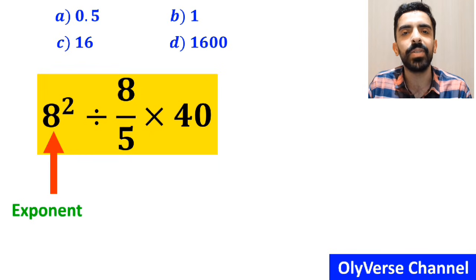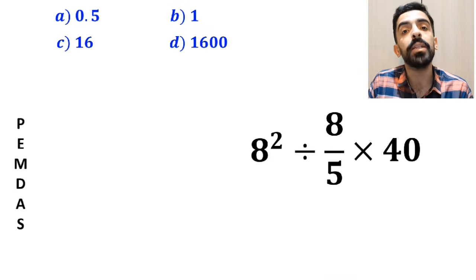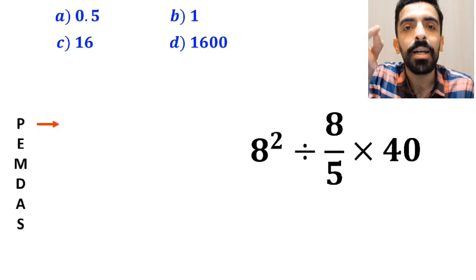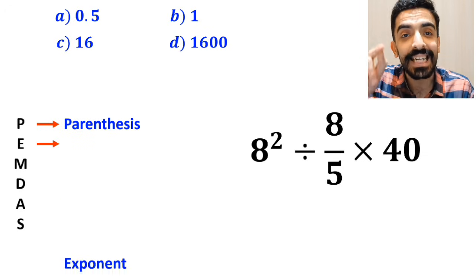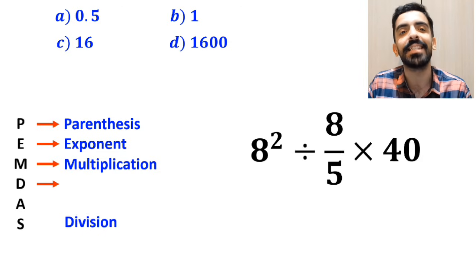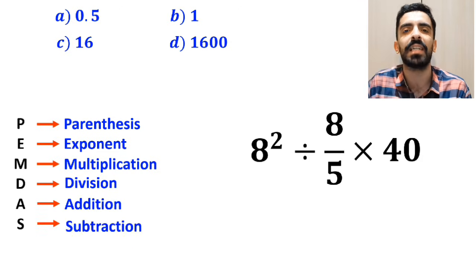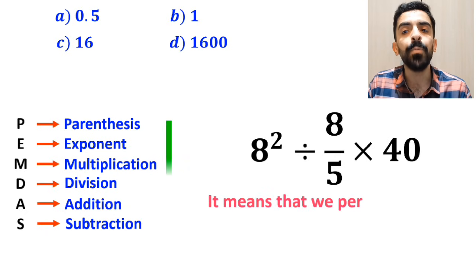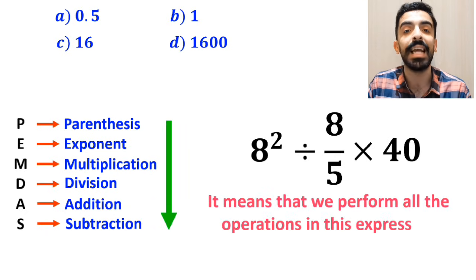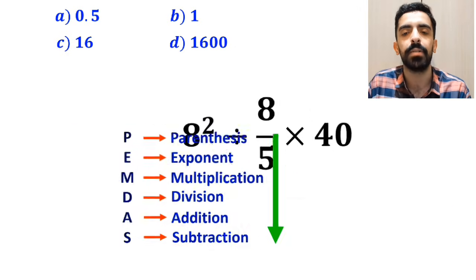As you can see on the screen, in this expression, first we have an exponent, then a division sign, and finally a multiplication. To solve this question, we must follow the PEMDAS rule. In this rule, P stands for parentheses, E stands for exponent, M stands for multiplication, D stands for division, A stands for addition, and S stands for subtraction. It means that we have to perform all the operations in this expression exactly according to the PEMDAS rule in order from top to bottom.